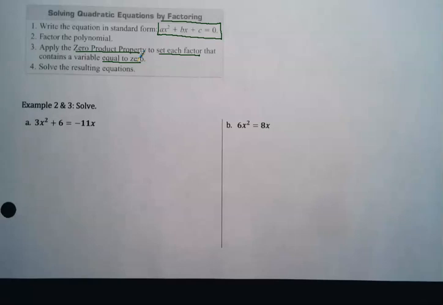So the only thing missing on example 1 was writing it in standard form because we already had it in standard form, which is implying that example 2 and 3 are not in standard form. And they're not, right? Like minus 11x is over here. So we're going to add 11x to both sides. Remember, we want it in standard form, so we're going to write this as 3x squared plus 11x plus 6 equals 0.